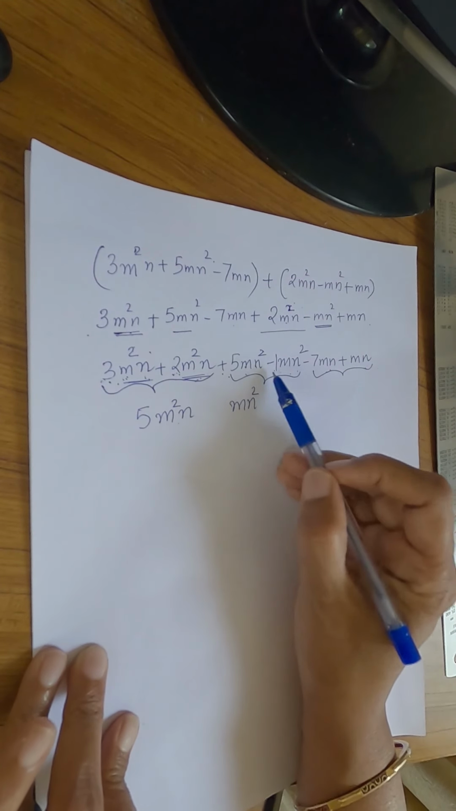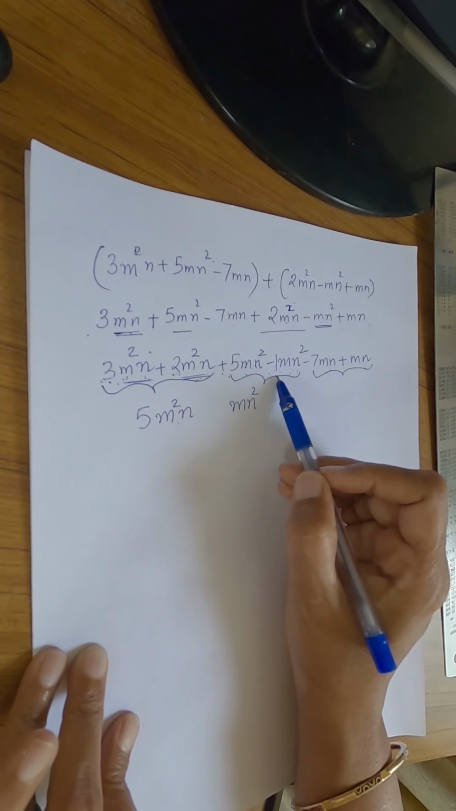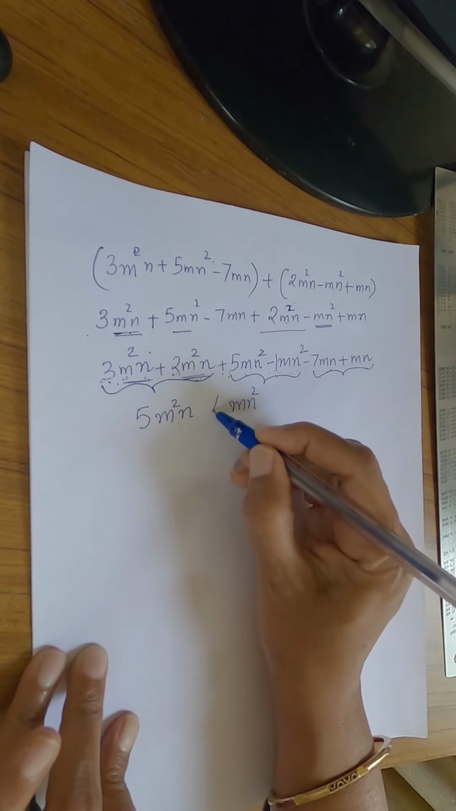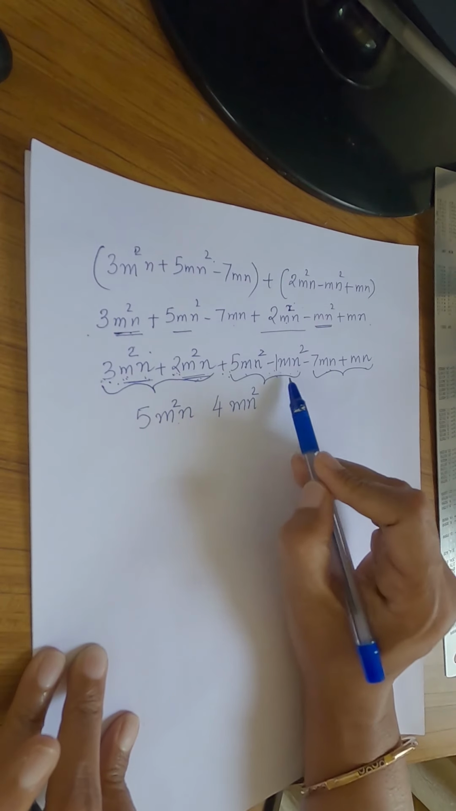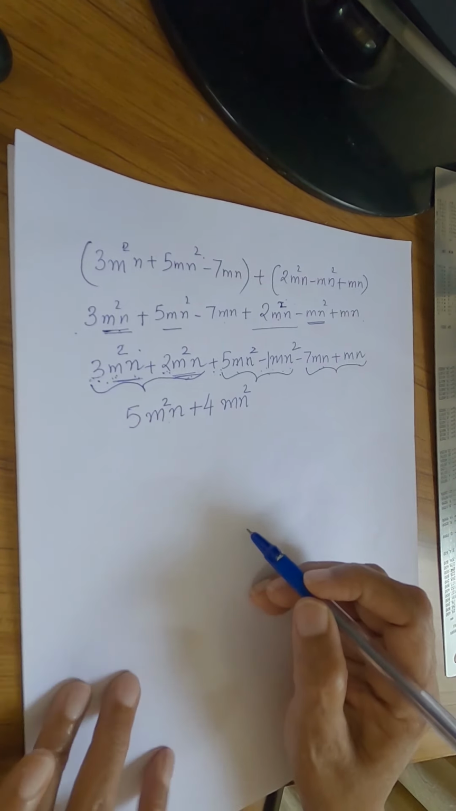So you can see one number is positive, the other is negative. So subtraction is performed in such cases. 5 minus 1 is 4 and the sign of the bigger number is put. 5 is a bigger number, so we put a plus sign here.